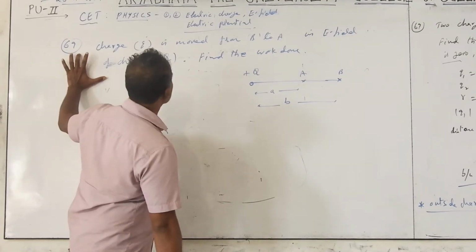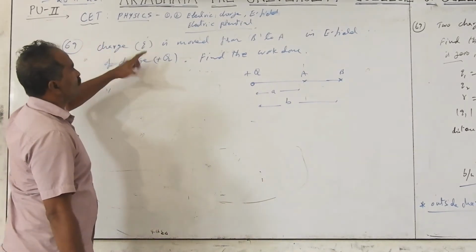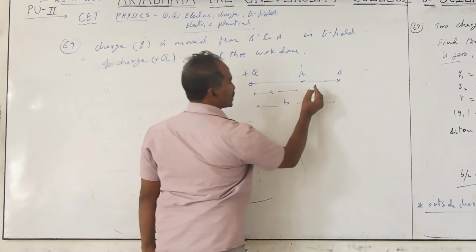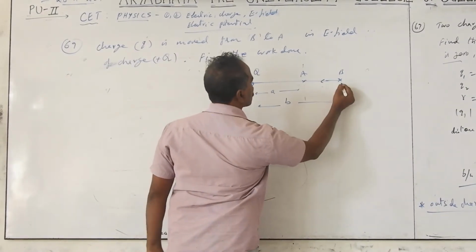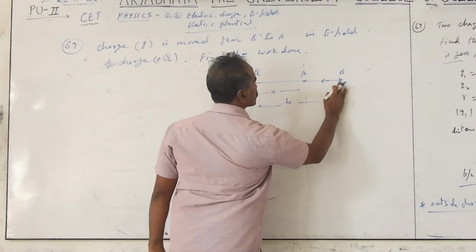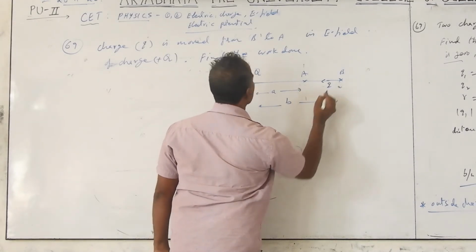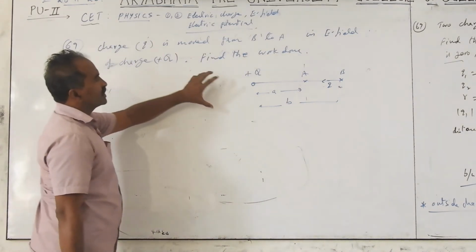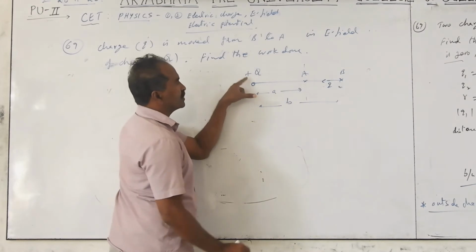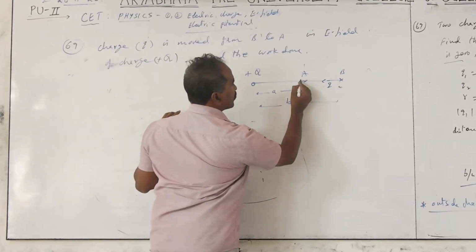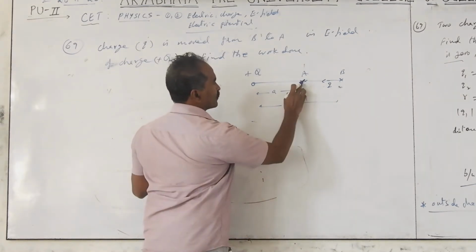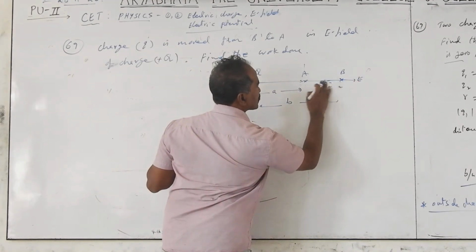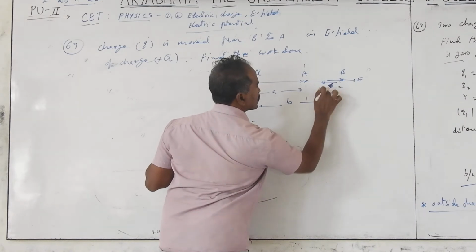Next problem is the 69th. A small charge q or q naught of magnitude is moved from B to A. This is the direction of motion, B to A. This charge moved is Q. So Q is moved from B to A in the electric field of charge plus Q, meaning the electric field in this area is produced by the charge plus Q. Electric field is in this direction, produced by plus charge Q. But the charge movement is from B to A.